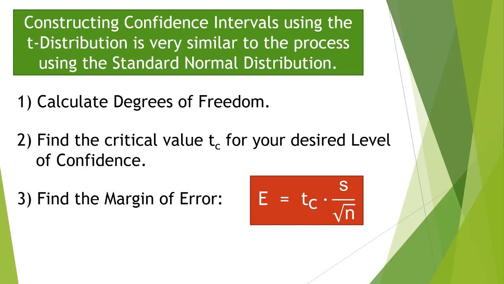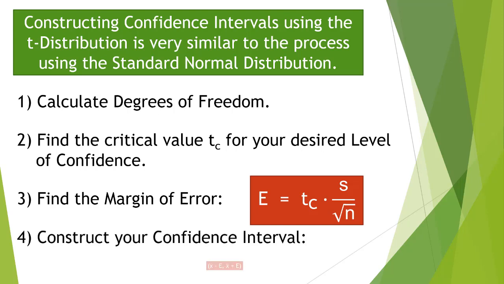And then how did we construct our confidence interval? Well, we're going to take the margin of error and subtract it from the mean, and then we're going to take the margin of error and add it to the mean. This is very much the same as what we did with the standard normal distribution. It's just we get our critical value from a different table, and the different table has a slightly different way that we use it. But once we get that critical value, the rest of the process is very much the same. Let's take a look at an example.